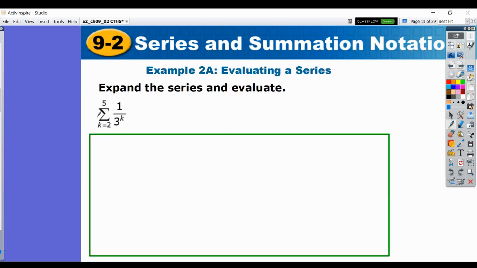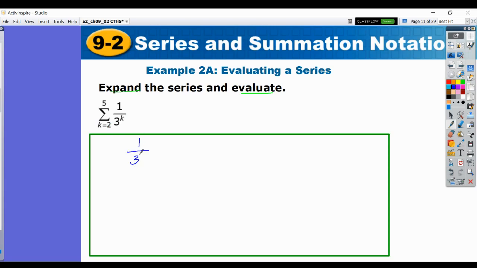So if they give it to me in sigma notation, they want you to expand and evaluate. So there are 2 steps. When you write these out, I do not want just the answer. I want the expansion and the evaluate. So make sure you show what you get. First of all, we're going to plug in a 2.